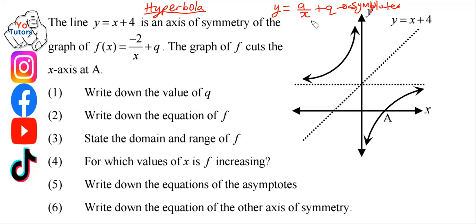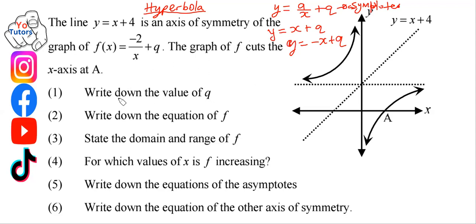When you're looking at the equations of the axes of symmetry, remember it has two axes of symmetry. The one with the positive gradient is y equals x plus q, and the second one is y equals negative x plus q. So this is the general formula for the equation of the axes of symmetry.